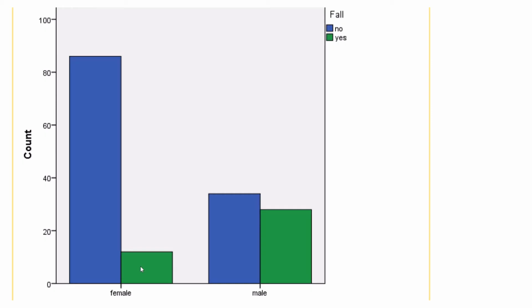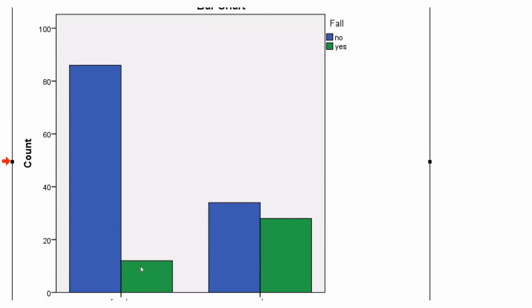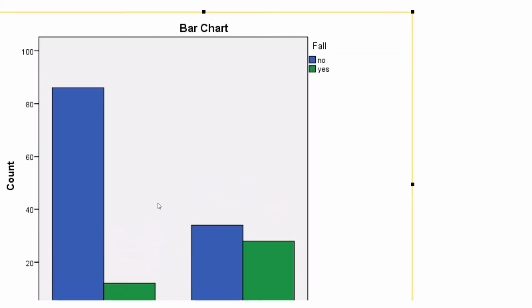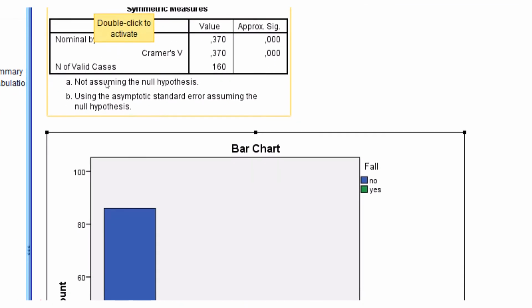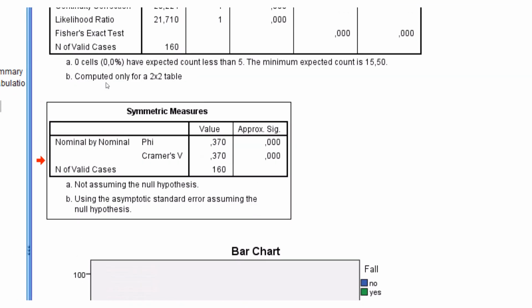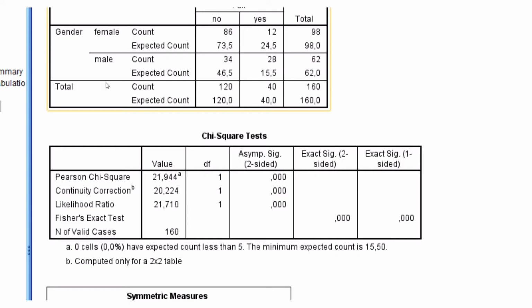But graphically, we can say there are more males that experienced falls in their elderly age than females, but we cannot tell whether this difference is statistically significant. To know this, we will have to look at our chi-square summary, or the chi-square test, which is here.